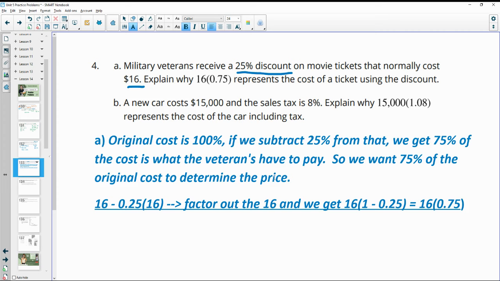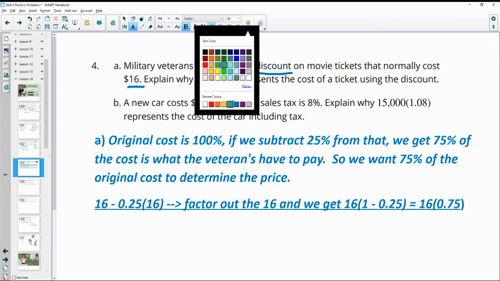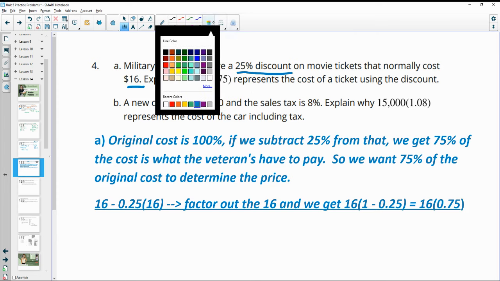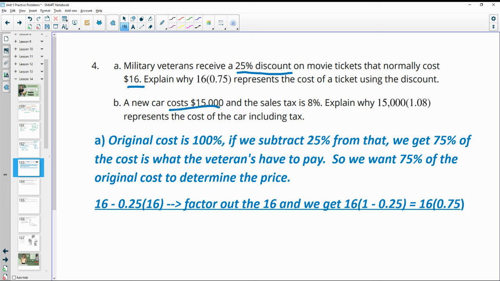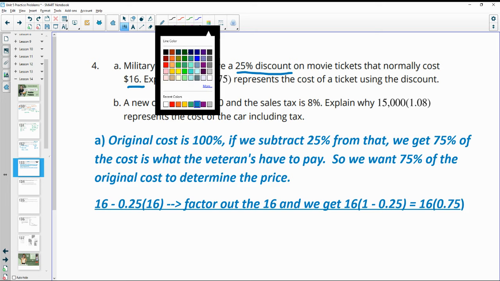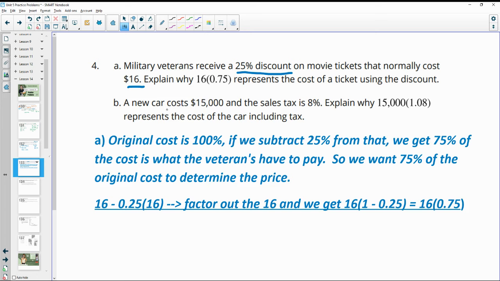So then part B says a new car costs $15,000. The sales tax is 8%. Explain why this represents the cost of the car, including tax.